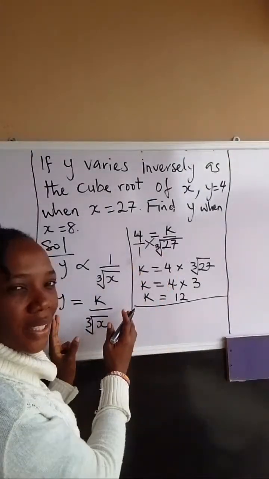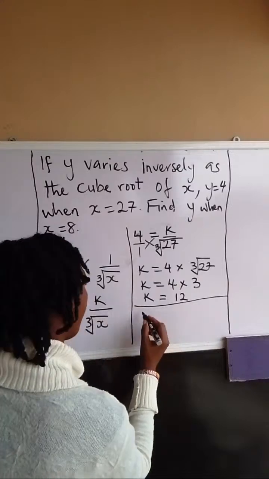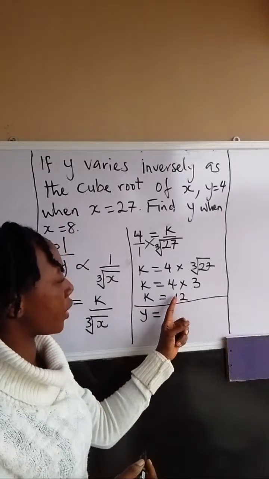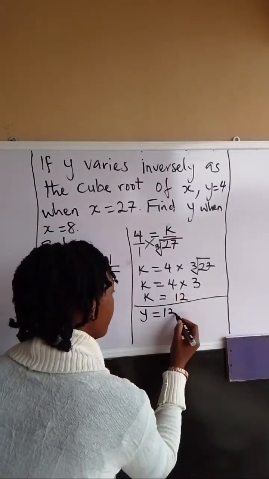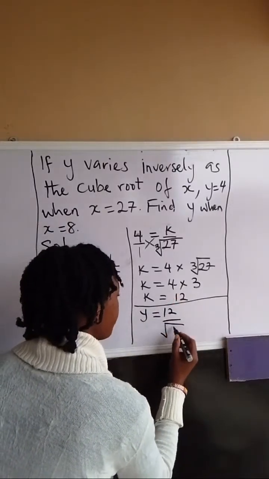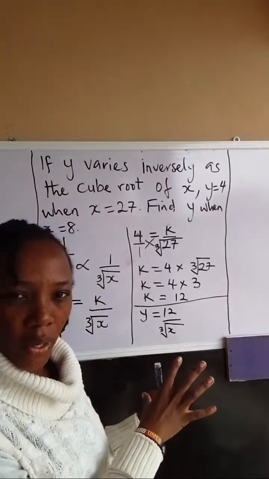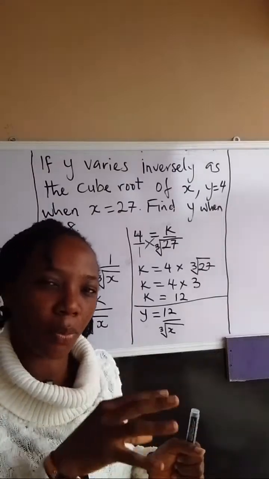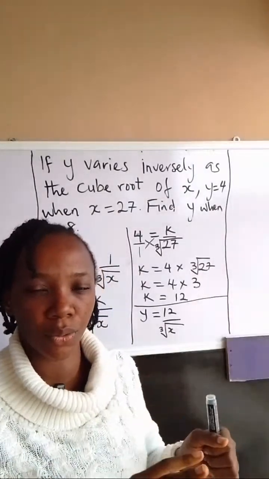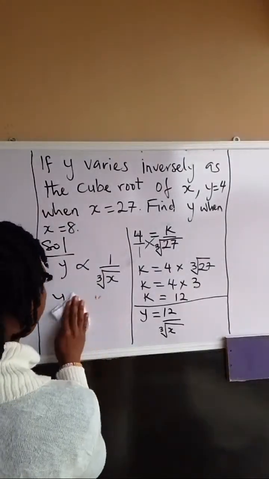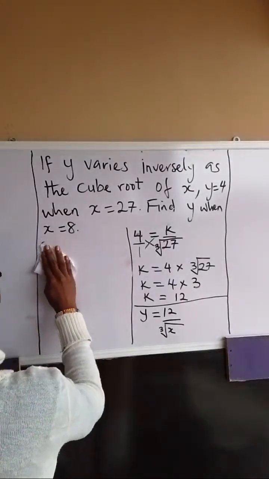All right, so this is our equation. We find the relationship by saying y equals, what's our value of k? Our value of k is 12. So we'll say 12 all over the cube root of x. That's the first part. Now we're going to go to the proper question, so let's wipe this side.